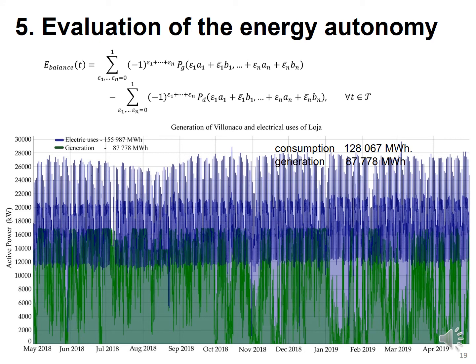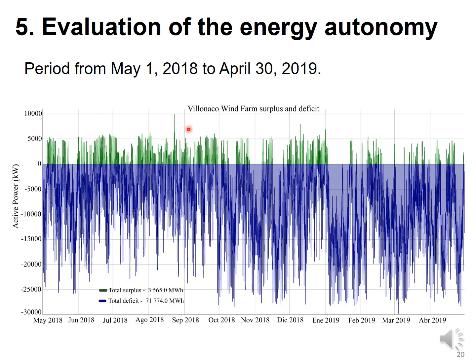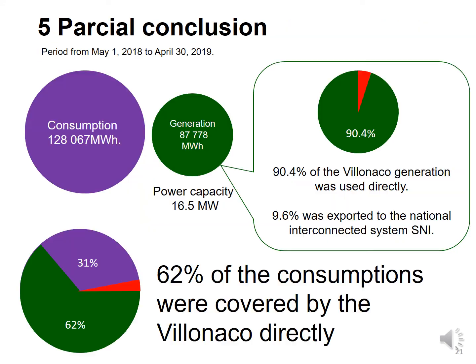Now, 5. Evaluation of the energy autonomy. These are the results of this research. To evaluate the autonomy of the city, the direct coverage of the wind power plant was determined. For this, the data needs to be synchronized in time series. And from this information, you can calculate the deficit and surplus. Finally, it was determined that the Villonaco wind farm covers directly 62% of the consumption of Loja. Now, you can see the consumption, you can see the generation, and not all the generation is covered directly. Approximately 90% is covered directly, and it represents 62% of the consumption.